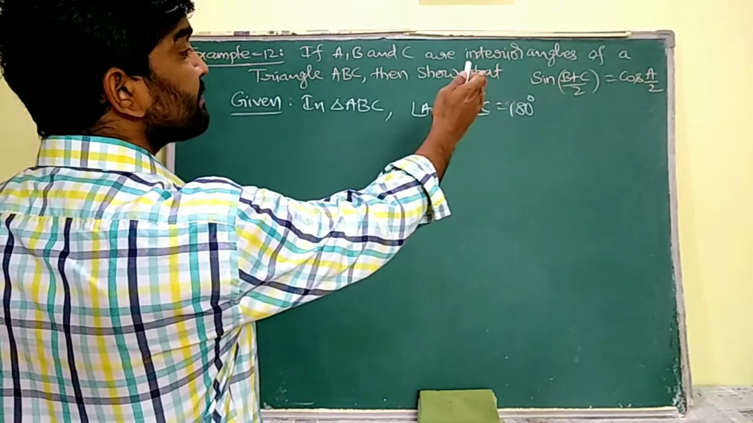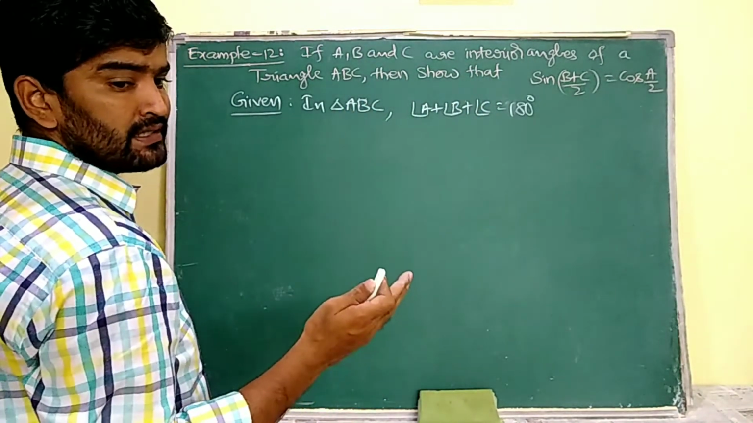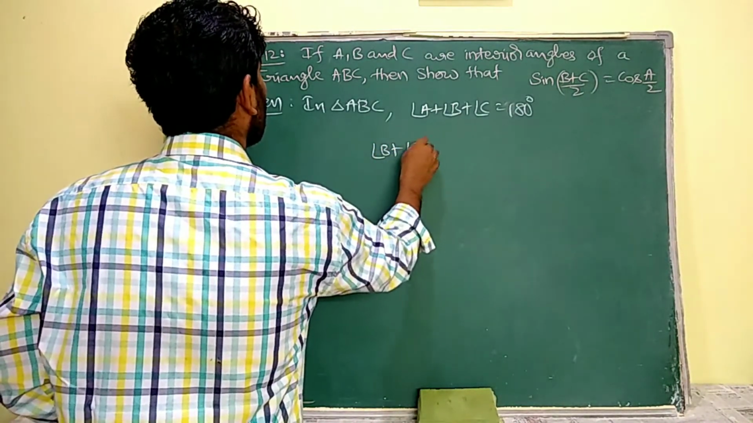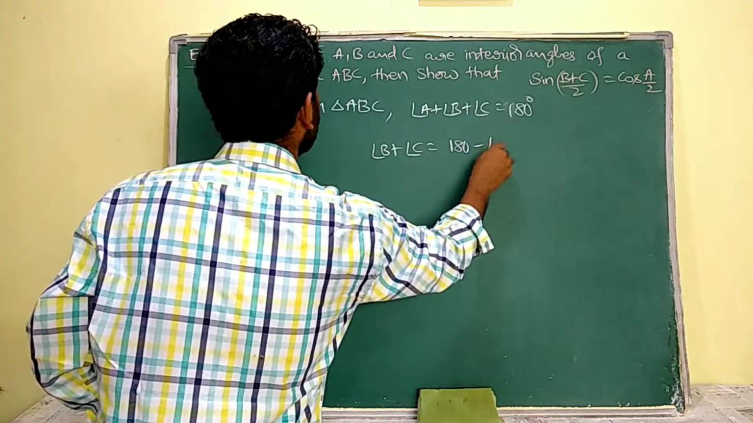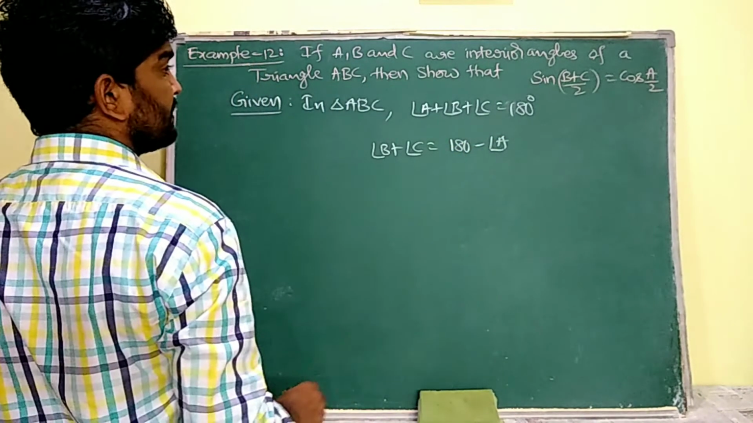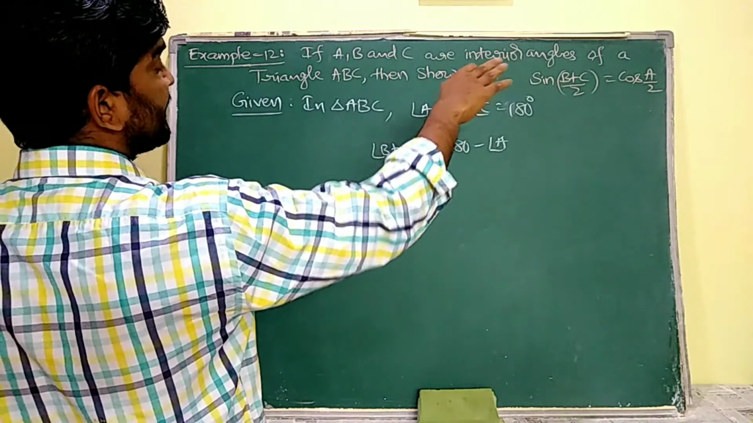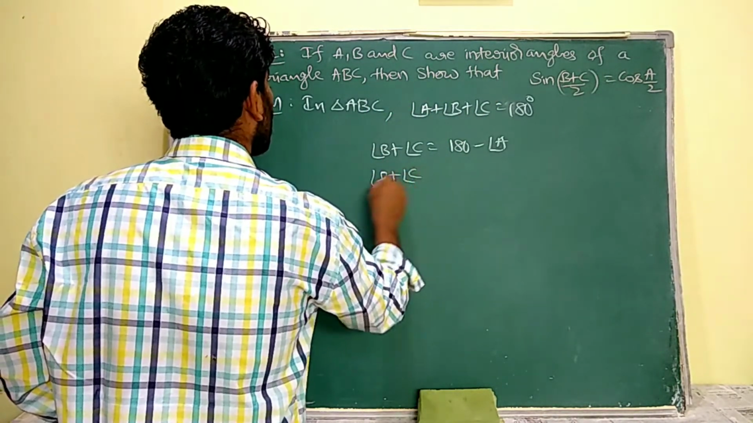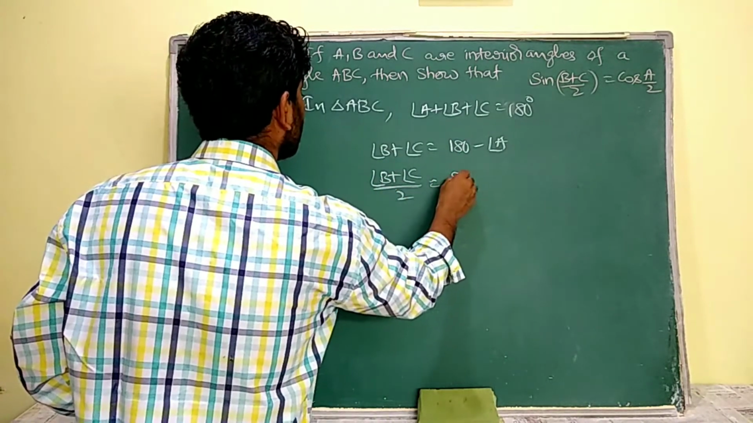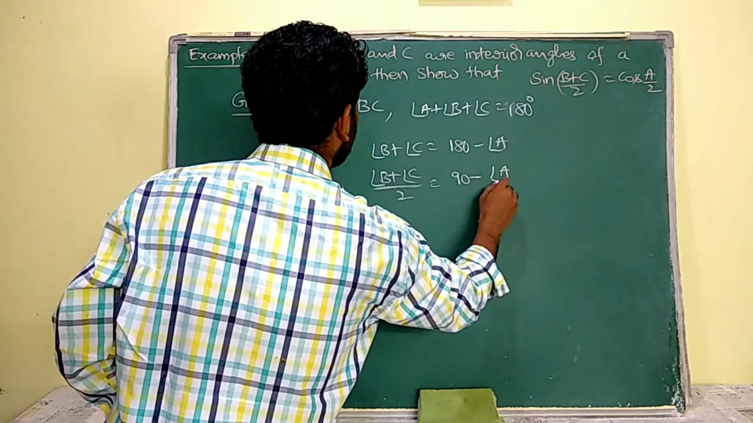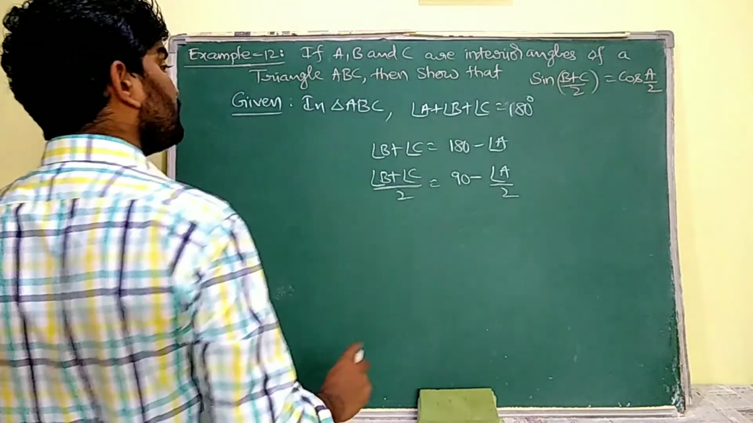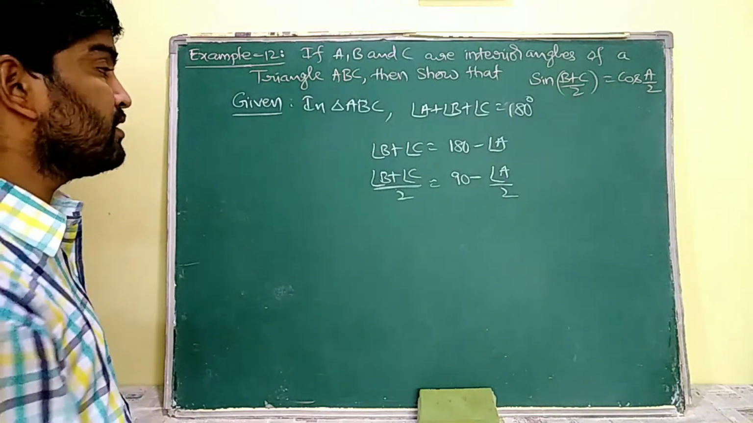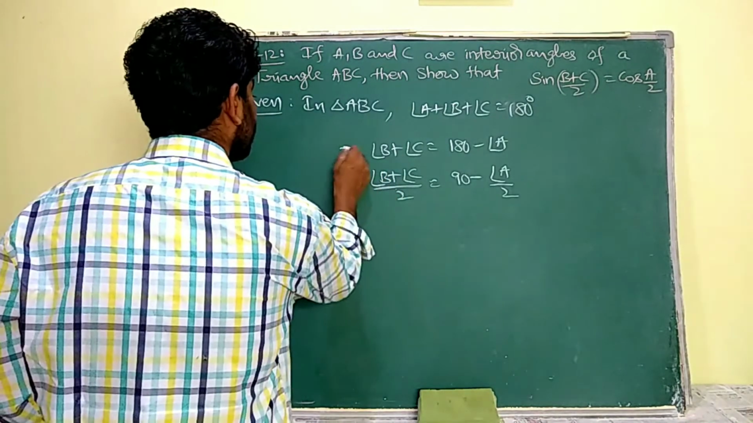That means B and C are on the same side. So use B and C on the same side and transfer this A to the right hand side. Both (B plus C)/2 and A/2 are there, that means by 2 is there. So just divide by 2: (B plus C)/2 is equal to 180/2 minus A/2, that is 90 minus angle A/2. Understand? Now to that (B plus C)/2 I am having sin, so apply sin on both sides.